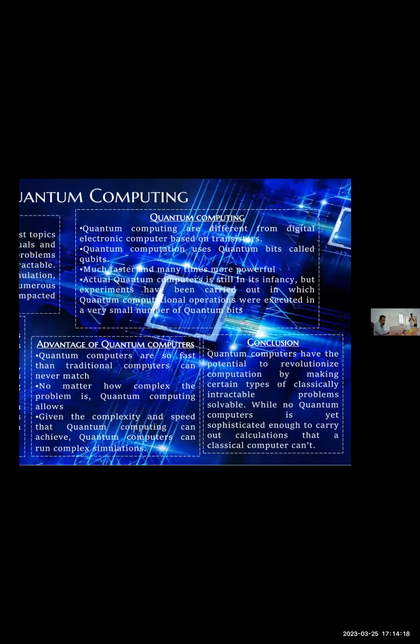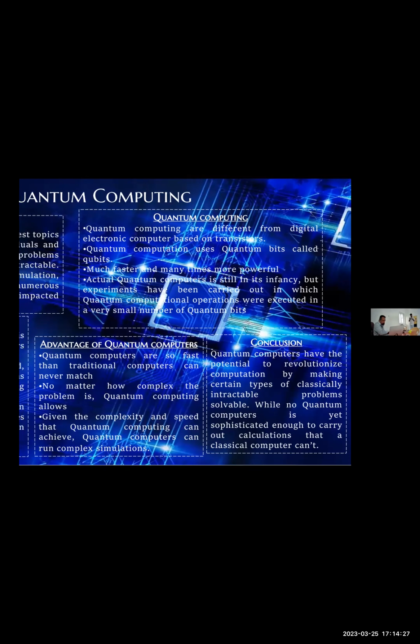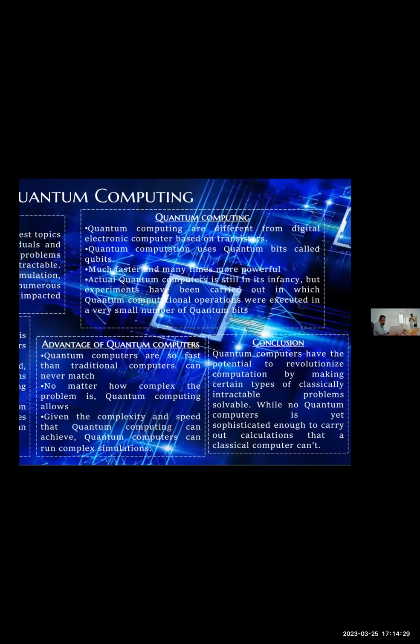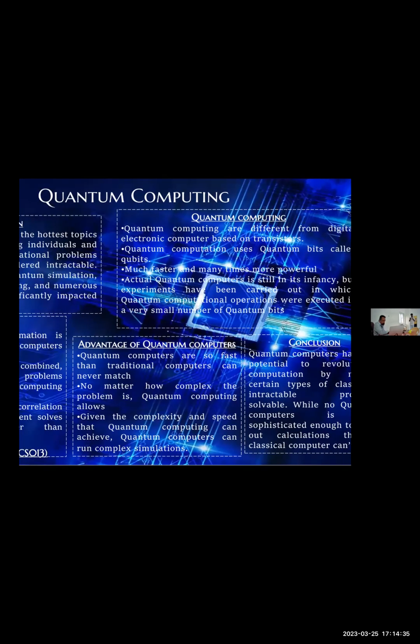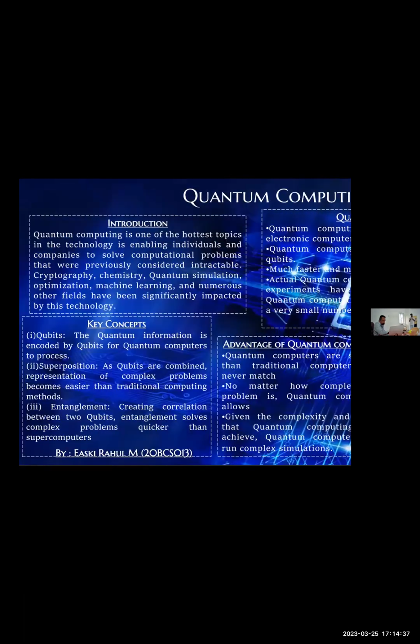Quantum computers use quantum bits, also known as qubits. In a normal computer, we use bits, but the quantum bit is more advanced. Quantum computing is still in its infancy, but experiments have been carried out in which quantum computer operations are executed on a very small number of quantum bits. Key concepts of quantum computers are qubits, superposition, and entanglement. To find a perfect solution for a problem, the qubits will be in a special state.